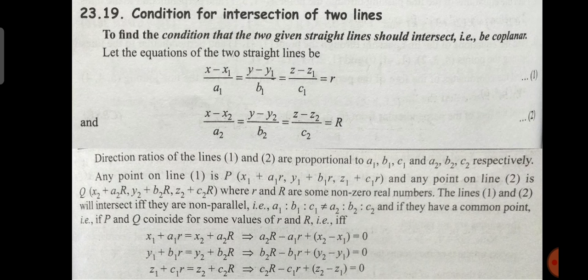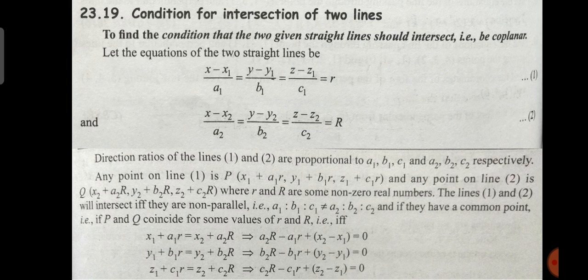Next is the condition for intersection of two lines. When will two lines intersect, and what is the condition? To find the condition that two given straight lines should intersect, that means they are coplanar.